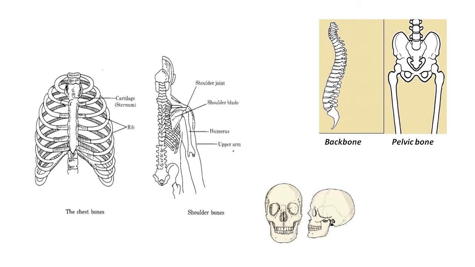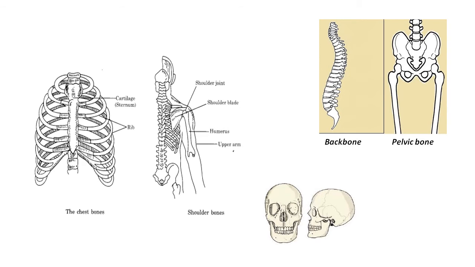We see that the ribs are continuously bent. That's why we call it a rib cage. It forms a cage-like structure. The chest bones are called the ribs, and together they are called a rib cage.